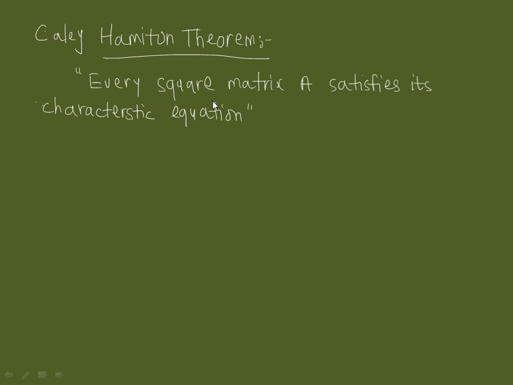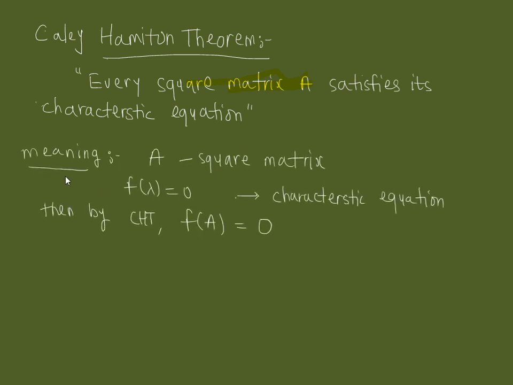This is the statement of Cayley-Hamilton theorem. What is the statement? Every square matrix A satisfies its characteristic equation. What is the condition? The matrix should be a square matrix. What is the meaning of this? Suppose A is your square matrix and f of lambda equals 0 is your characteristic equation. Then by Cayley-Hamilton theorem, if you replace lambda by A, what you get? f of A equals 0.